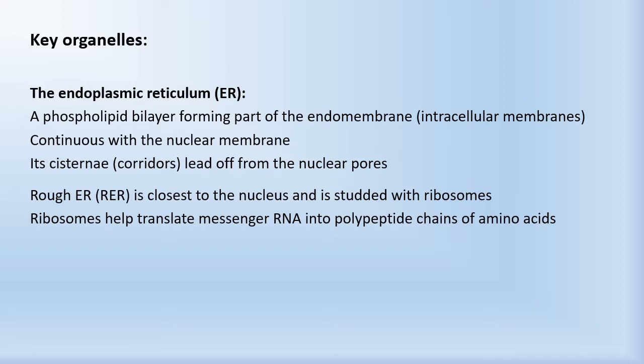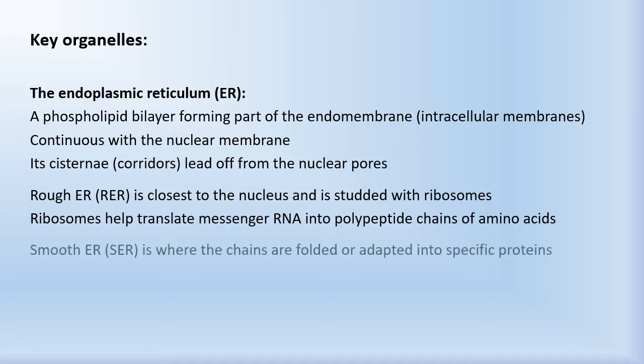Rough endoplasmic reticulum, RER, is closest to the nucleus and is studded with ribosomes. Remember ribosomes and ribosomal RNA? They translate messenger RNA into chains of amino acids that eventually form structural or chemical proteins. Smooth endoplasmic reticulum is where the chains are folded or adapted into specific proteins. So in the smooth ER, SER, the process of forming these polypeptide chains of amino acids into complex proteins begins.